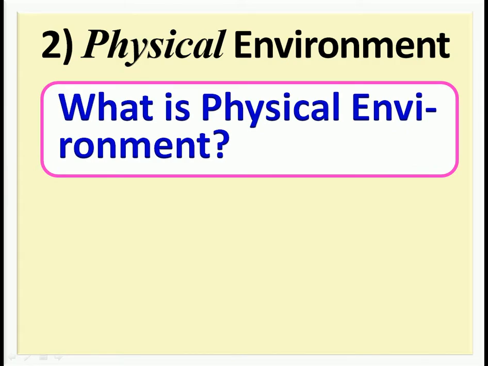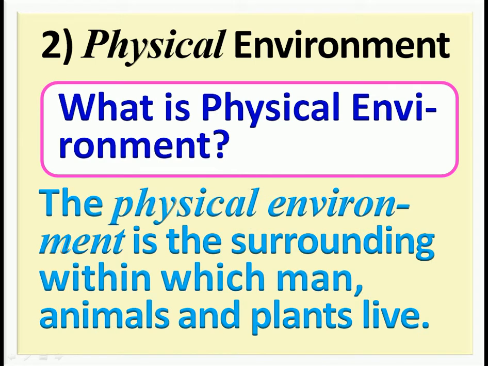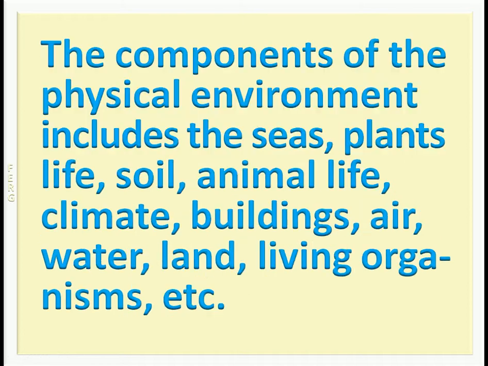What is physical environment? The physical environment is the surrounding within which man, animals and plants live. The components of the physical environment include the seas, plant life, soil, animal life, climate, buildings, air, water, land, living organisms, etc.